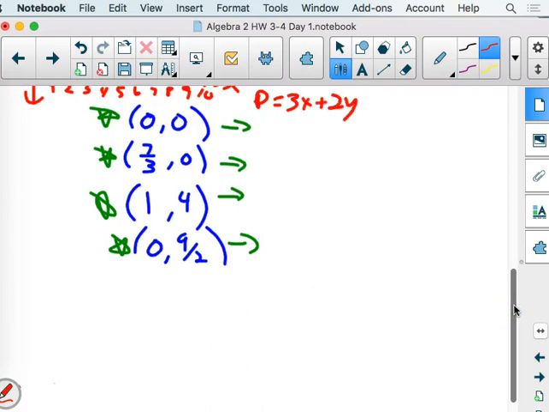And if I put a 0 in for x and a 0 in for y, this is definitely going to be 0. If I put 7/3 in, well, 7/3 times 3 is 7. 7 plus 0, that's going to give me 7. If I put a 1 and a 4 in, I get 3 times 1 is 3, 2 times 4 is 8. Going ahead and seeing the ones in my brain instead of talking through it. 0, 9 halves.